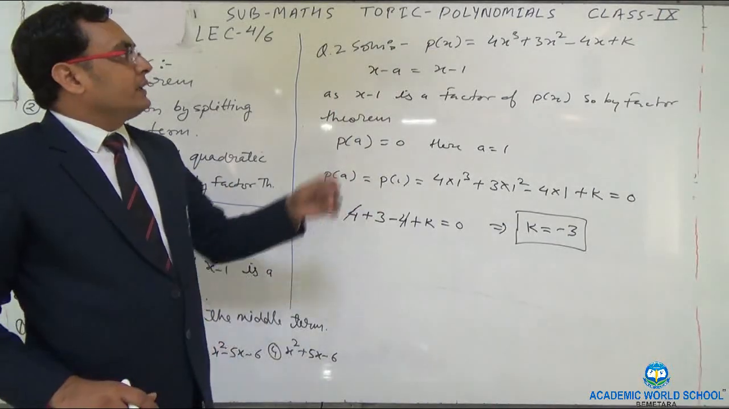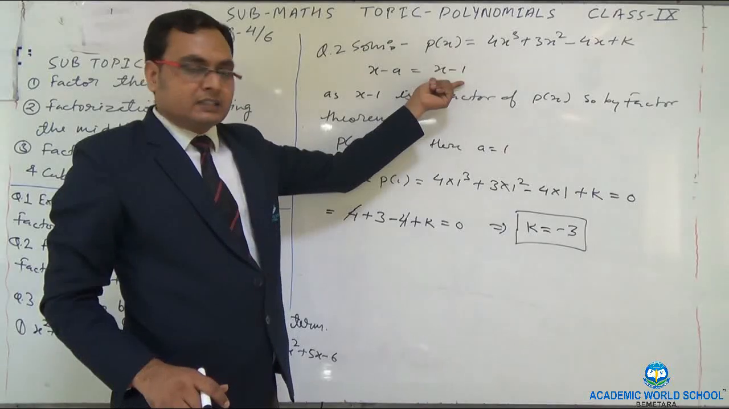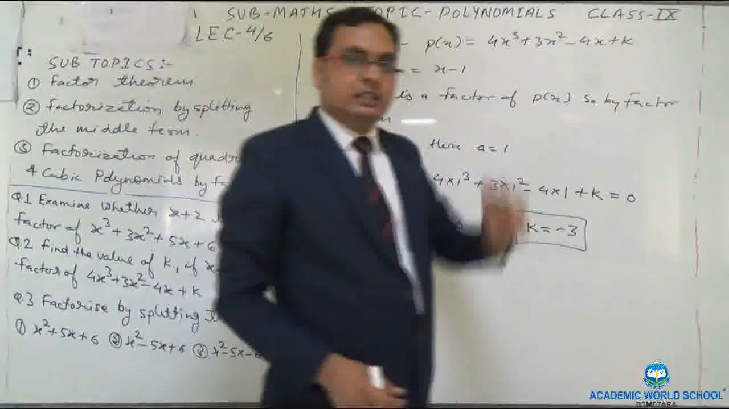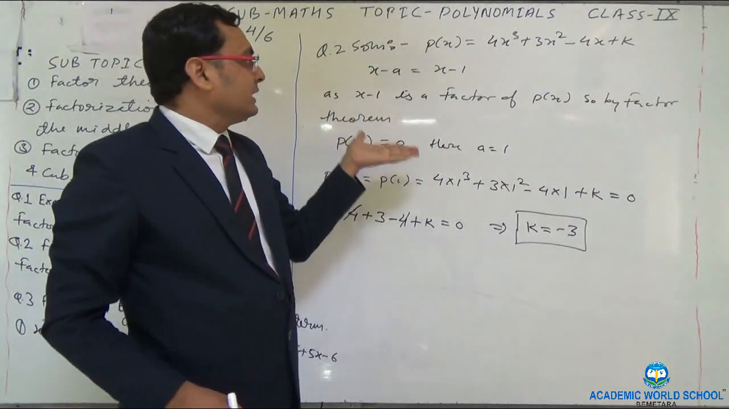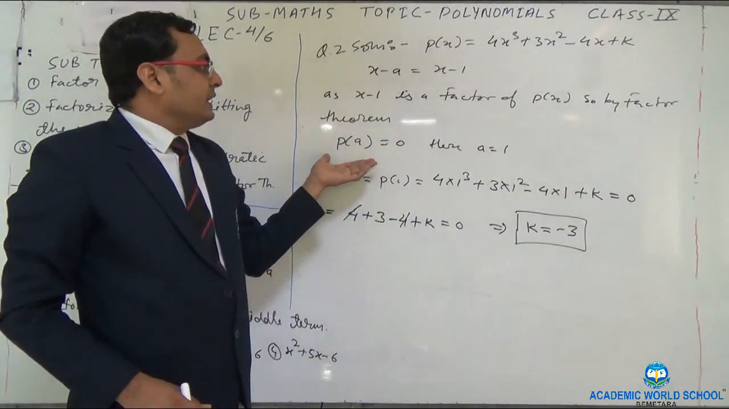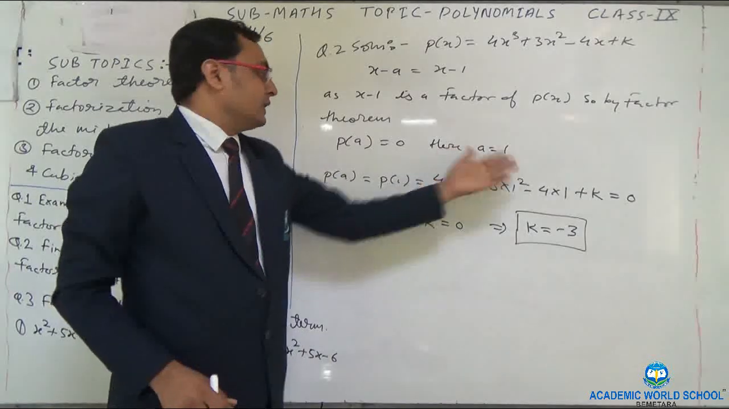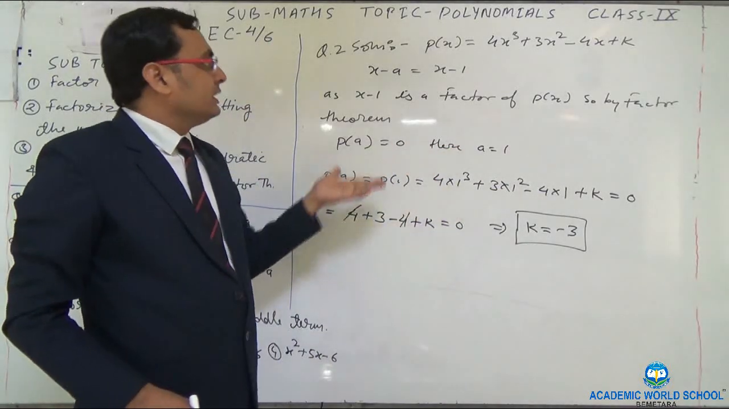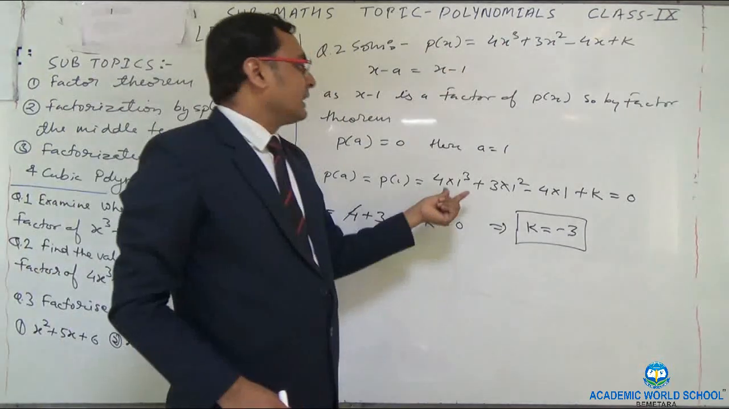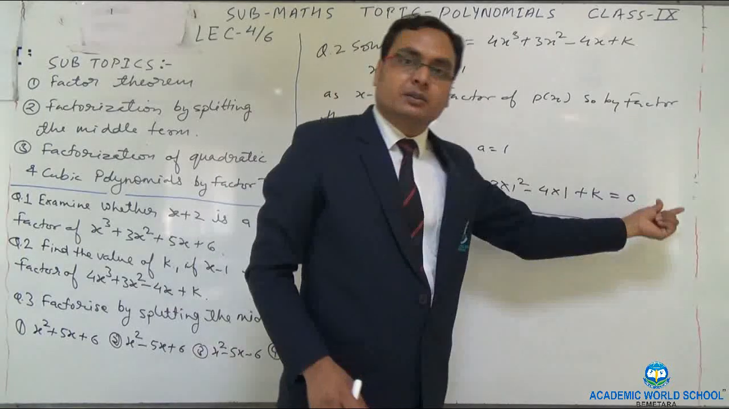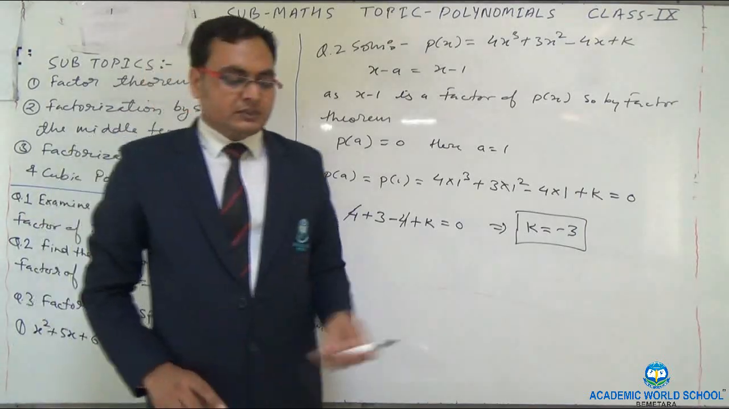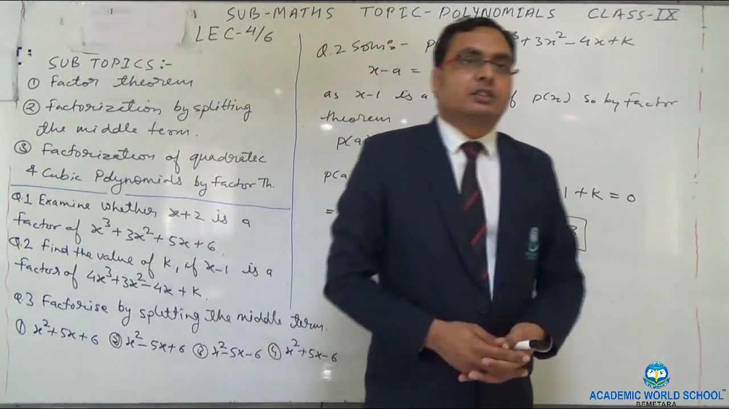The question was, if this linear polynomial x minus 1 is the factor of this polynomial p(x), then find the value of k. And by factor theorem, we know that if x minus 1 is a factor of polynomial p(x), so remainder p(a) will be equal to 0. Here a is 1, we have put this value a is equal to 1 here, so p(a) will be p(1). So at the place of x, we will write here 1, and this whole value will be equal to 0, and by solving, we got k is equal to minus 3. This is one more application of factor theorem.